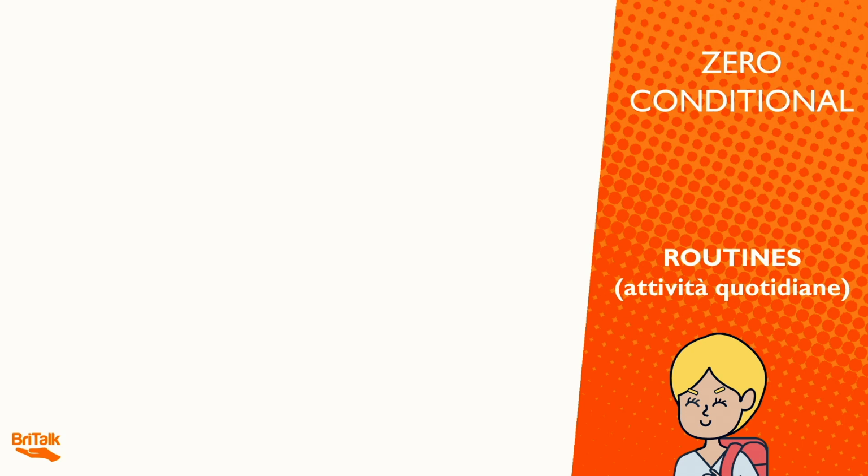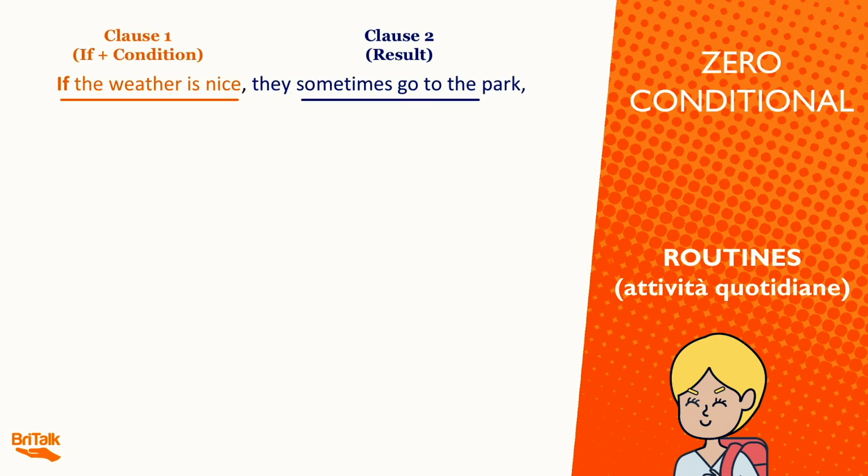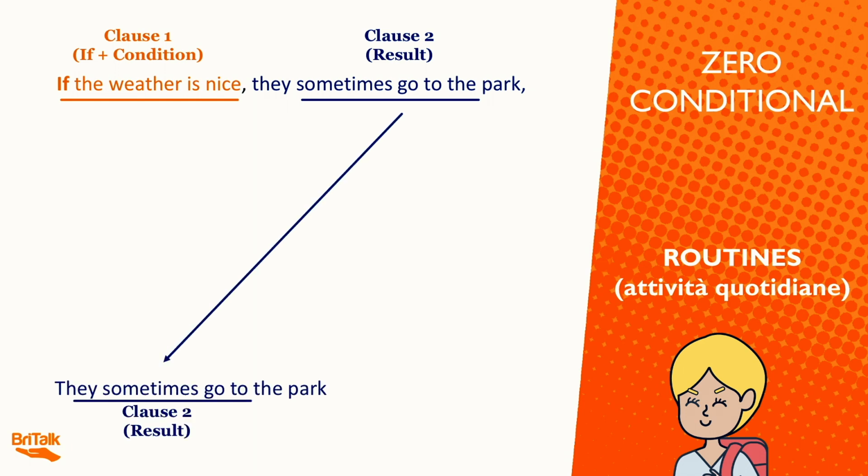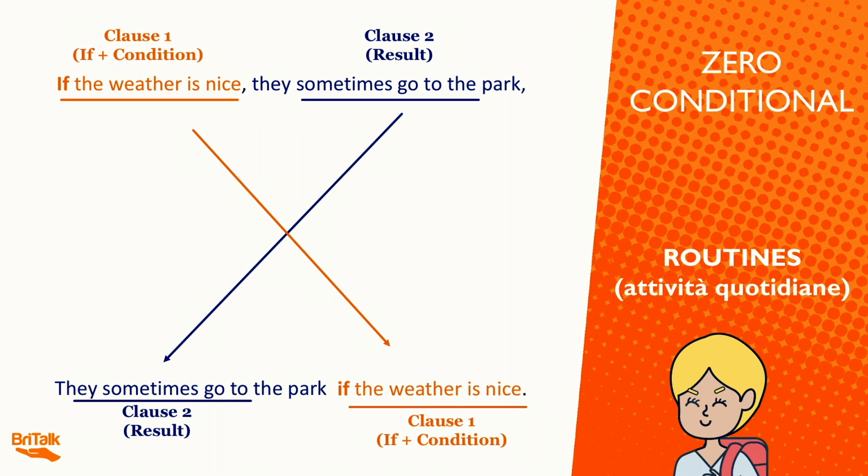Another thing to remember about conditionals is that clause 1 and clause 2 can appear in different positions. So clause 2, the result, we can put at the beginning of the sentence. Clause 1, the condition, we can put at the end of the sentence, if the weather is nice. So, they sometimes go to the park if the weather is nice.